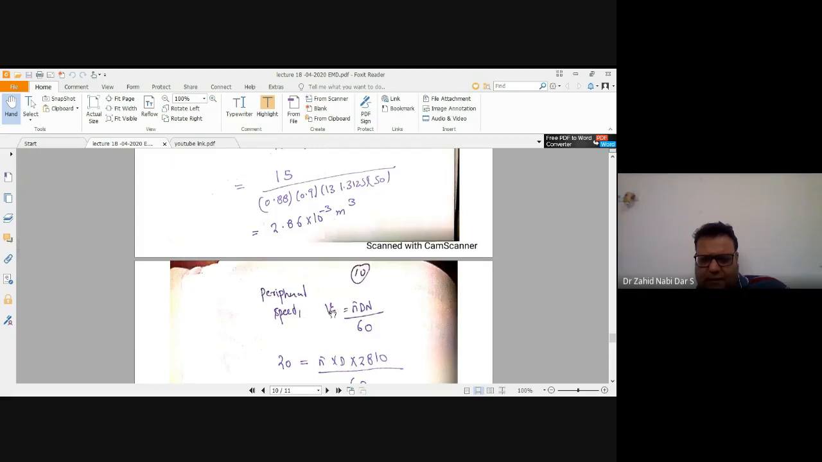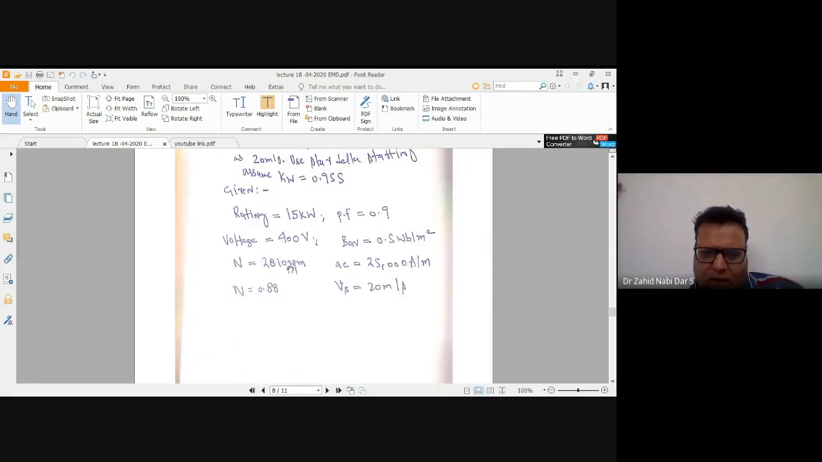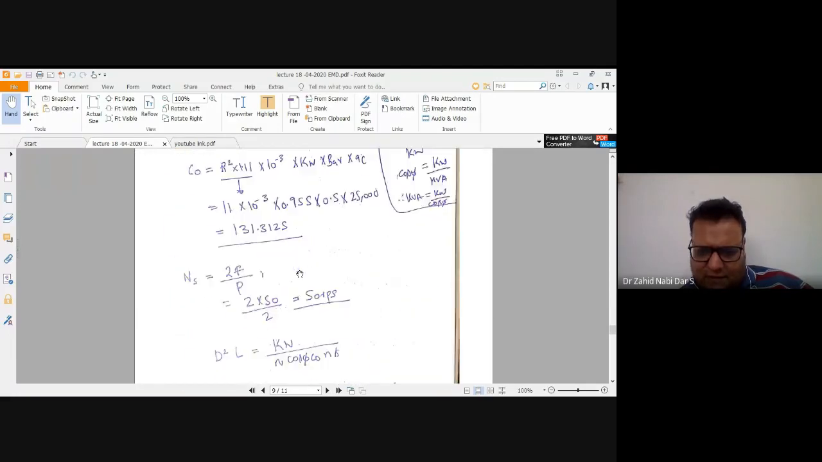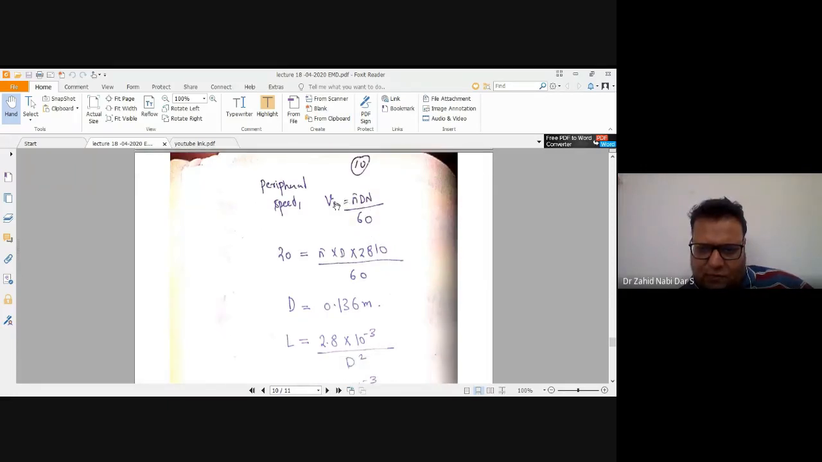Peripheral speed Vs is equal to pi D N by 60. Now why did we have to divide it by 60? Because the N value is given in rpm, it is not given in rps. See here, it is 2810 rotations per minute. If it was given in rps, there is no need to divide by 60, but this is given in rpm, so we have to divide by 60. You have to be very careful about that. So we can substitute.